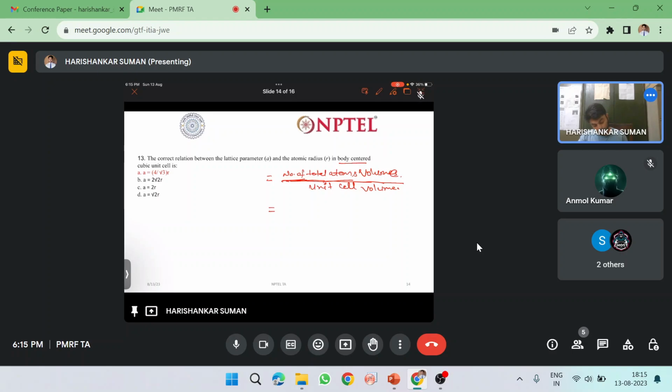So how many atoms? Body-centered has 2. And for 1 atom the volume, if R is the radius, is 4 by 3 pi r cube. What is the unit cell volume? a cube. Thank you. You have a relation. Put this relation in and find the answer.